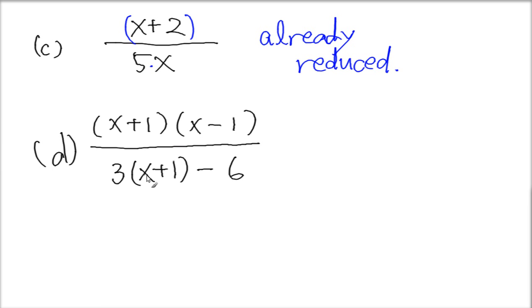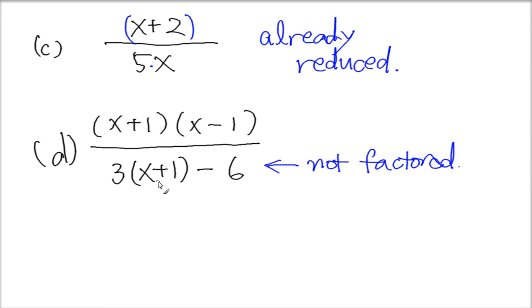Okay, the next example. This one is a little tricky, in fact. It is very tempting to say, well, can we just cancel these two out, x plus 1 and x plus 1? They look exactly the same. But no, you cannot do that. Why? Because x plus 1 here in the denominator is not a factor. The denominator is not factored yet.